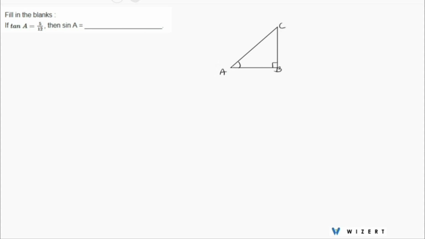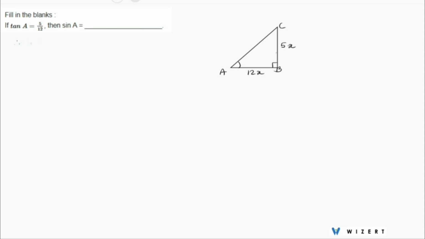We are given tan A, meaning opposite upon adjacent. So 5x divided by 12x. So measures of AB and BC are 5x and 12x. So let's see. Since these are trigonometric ratios, we have to assume a factor of x in entire length.